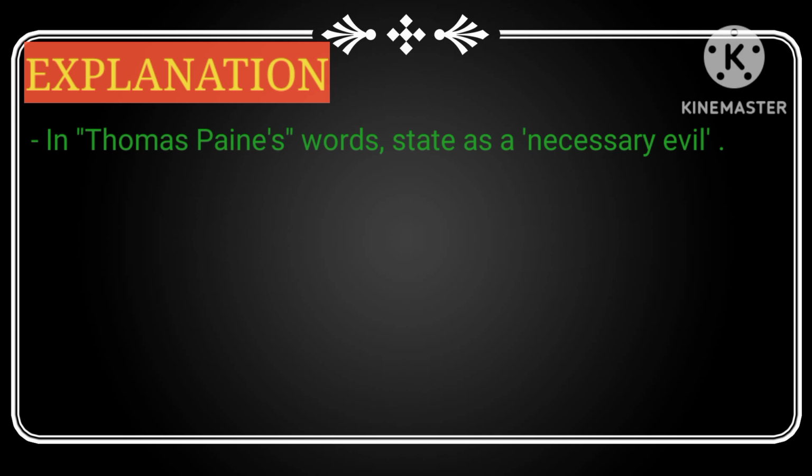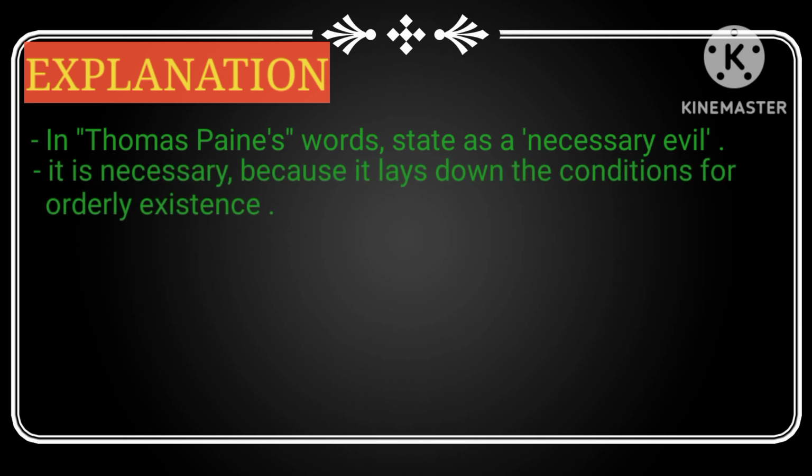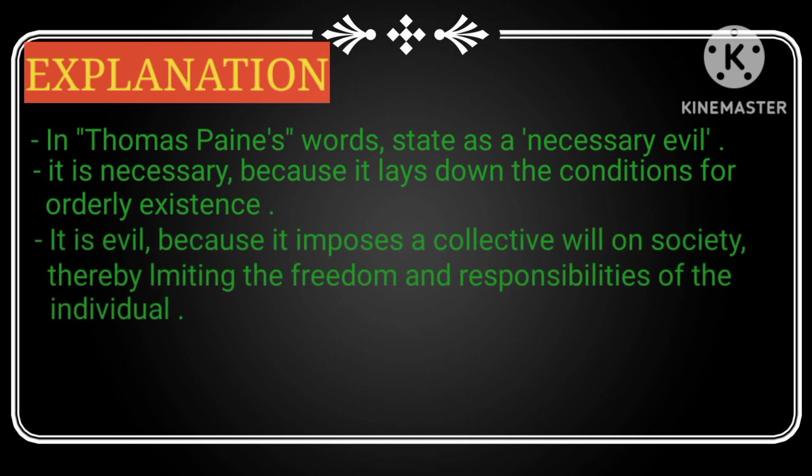In Thomas Paine's words, the state is a necessary evil. Yes, it is necessary because it lays down the conditions for orderly existence. And also it is evil because it imposes a collective will on society, thereby limiting the freedom and responsibilities of the individuals. So, the state is a necessary evil. Why? Because it maintains law and order.